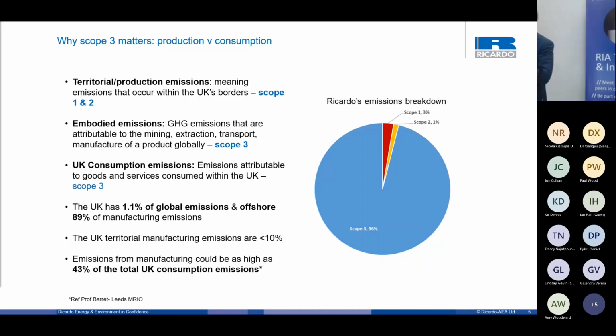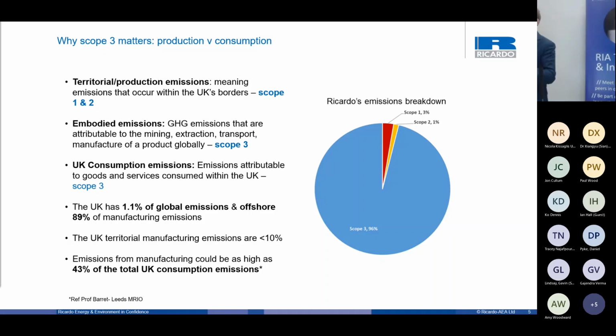So we're consuming a lot of materials that we're not actually including within our carbon footprint. And that's the big issue with Scope 3 emissions. If we're truly going to tackle greenhouse gas emissions, we need to be looking at these embodied emissions. And if we start to look at the UK from its consumption-based view, the manufacturing sector is nearly 50%, so nearly half of the emissions at the UK level would be attributed to manufacturing.